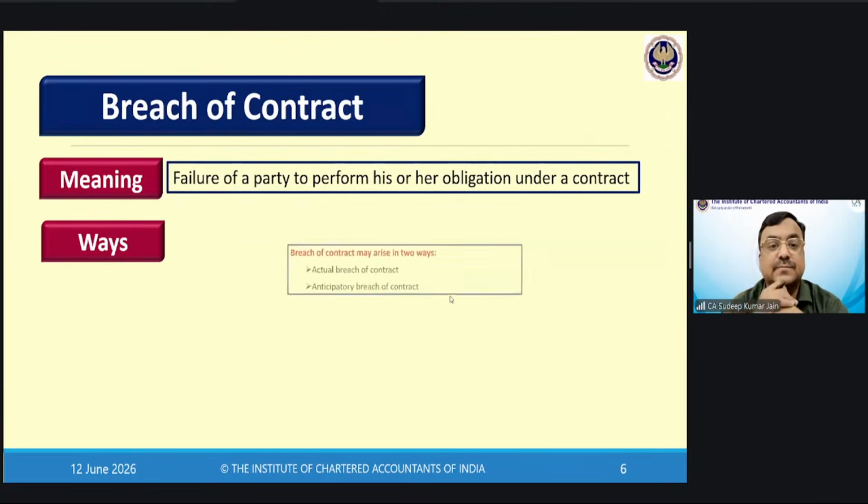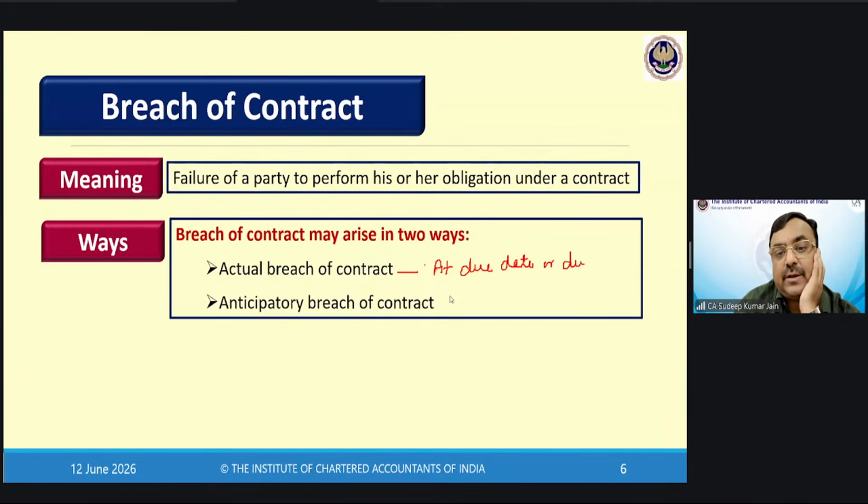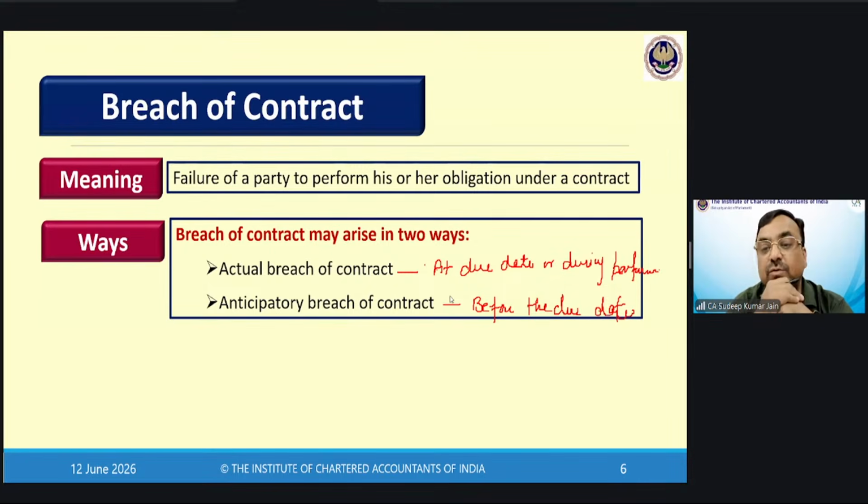The breach of contract may be in two ways: actual breach of contract and anticipatory breach of contract. Actual breach of contract means the breach of contract denying the performance at the due date or during performance. Anticipatory breach of contract means denying to perform before the due date.